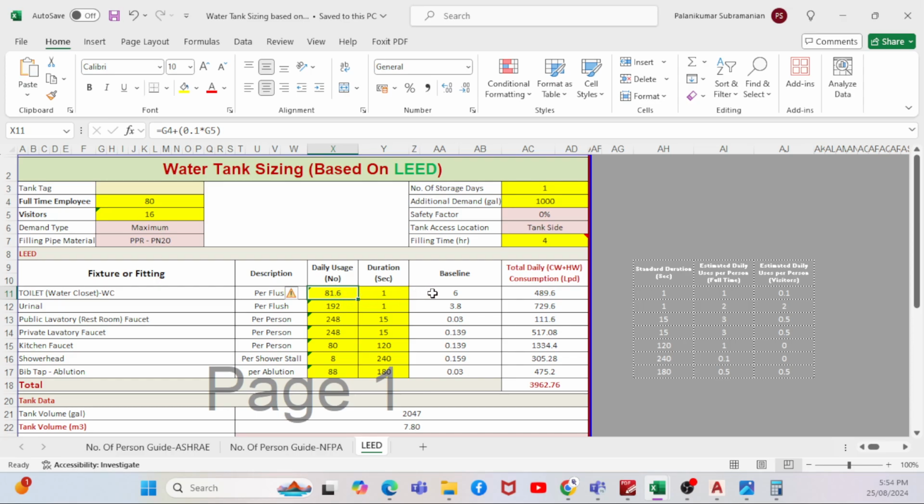So what is the baseline? This is the baseline. Just give me 1 minute. I will extract the LEED documents so that you can identify.